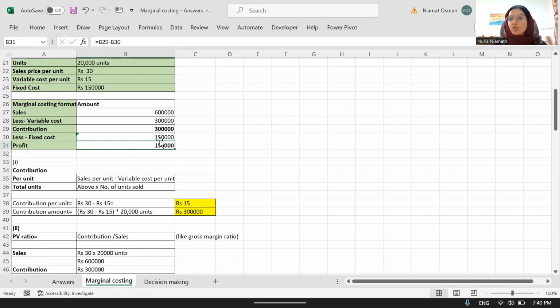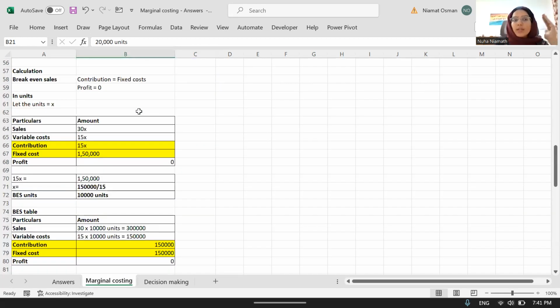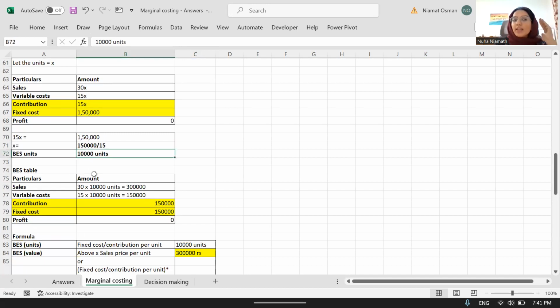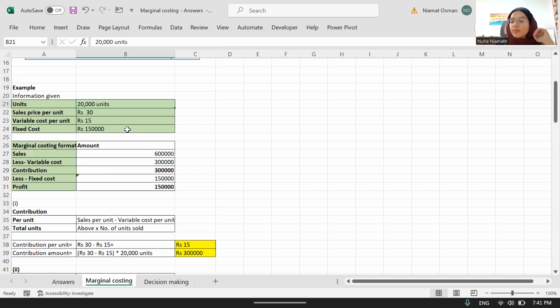So this is my actual sales right now. How much? 20,000 units. But what is margin of safety? Margin of safety is that level of sales which you are making over and above the break even sales. We calculated our break even sales at 10,000 units, correct? And we are actually selling 20,000 units. So this difference between 20,000 units and 10,000 units is my margin of safety. Basically, how much profit am I actually making over and above break even.